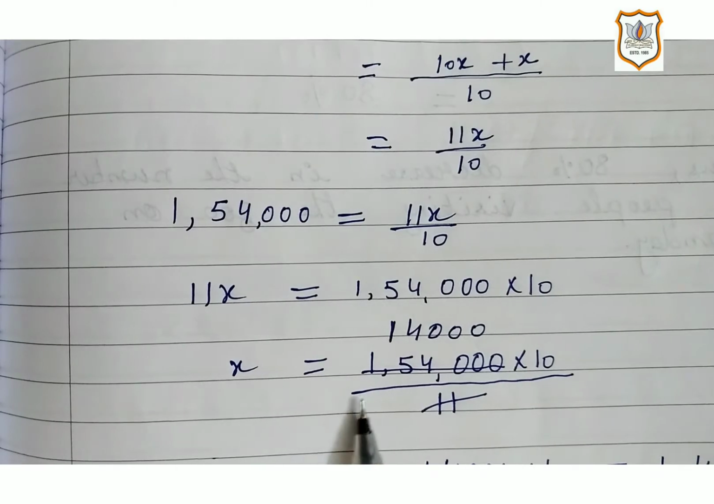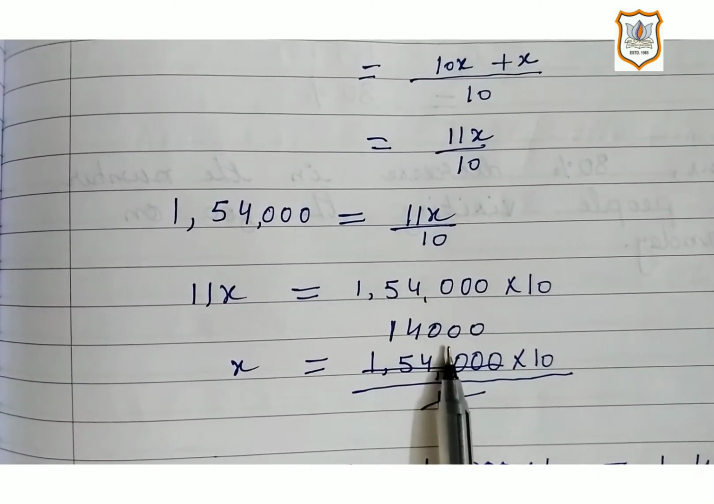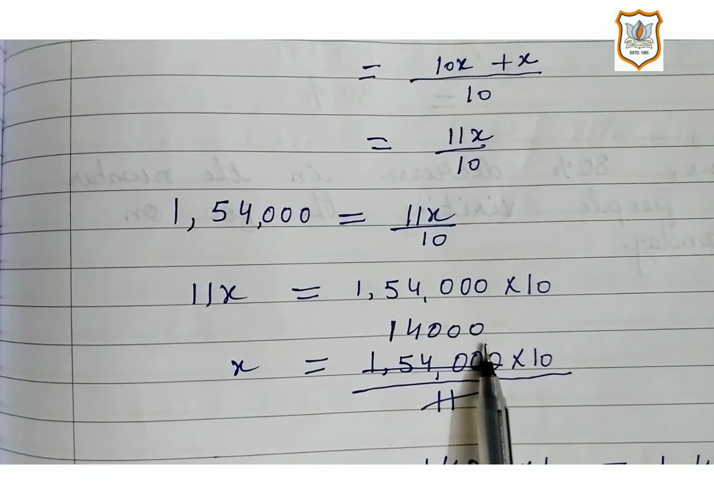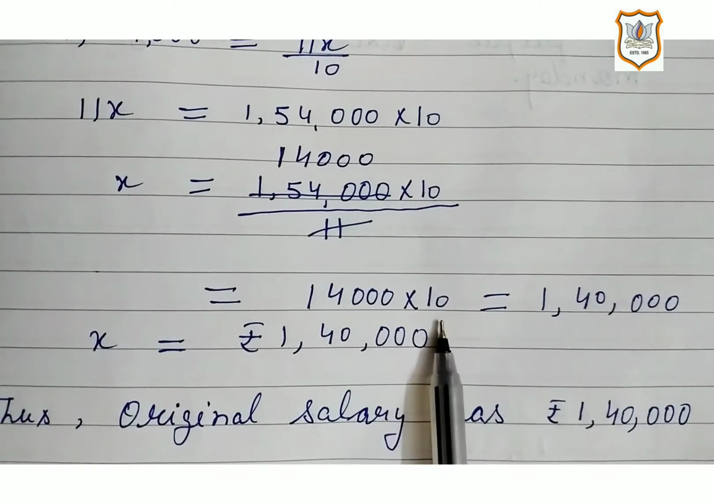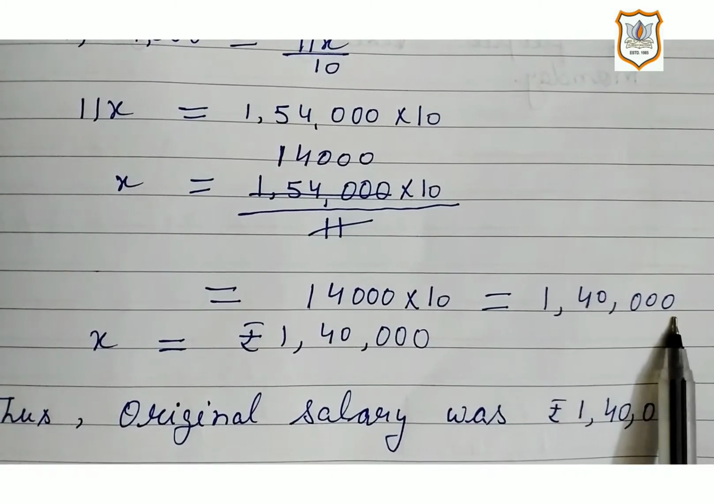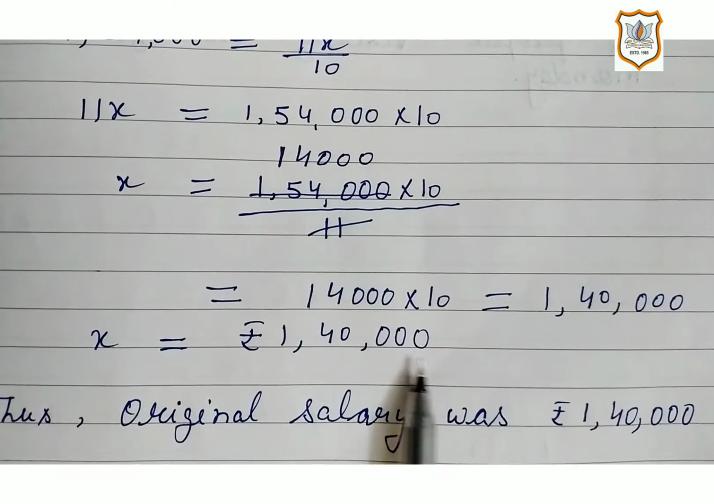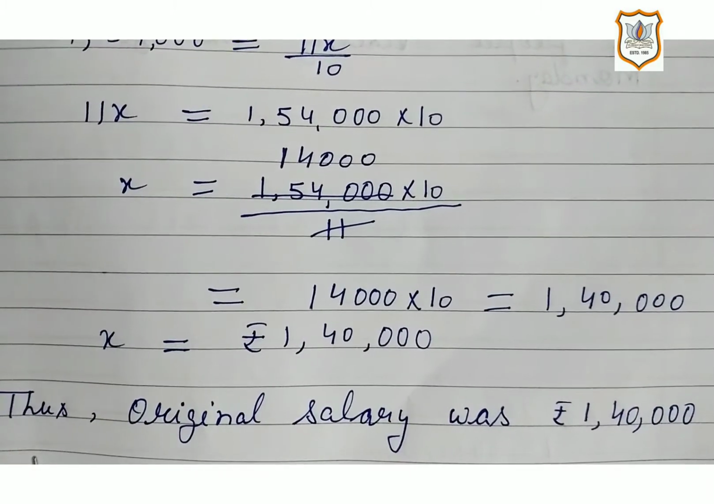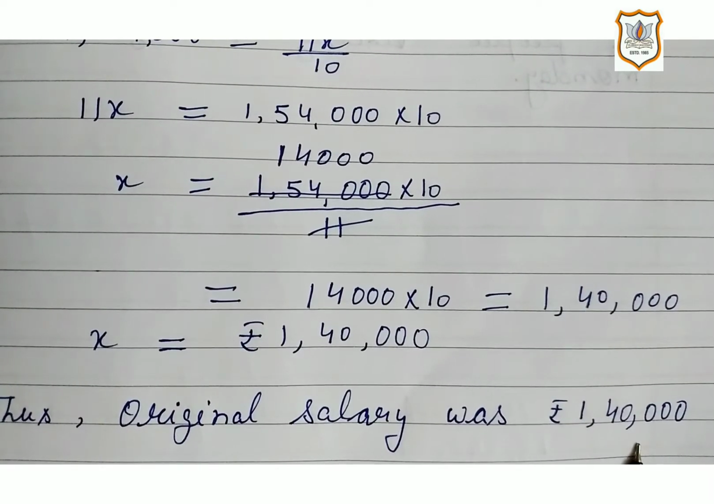Now we will divide 1,54,000 by 11. We get 14,000. We multiply 14,000 by 10. When we multiply 14,000 by 10, we get 1,40,000. So the value of X is equal to rupees 1,40,000. Thus, the original salary was rupees 1,40,000.